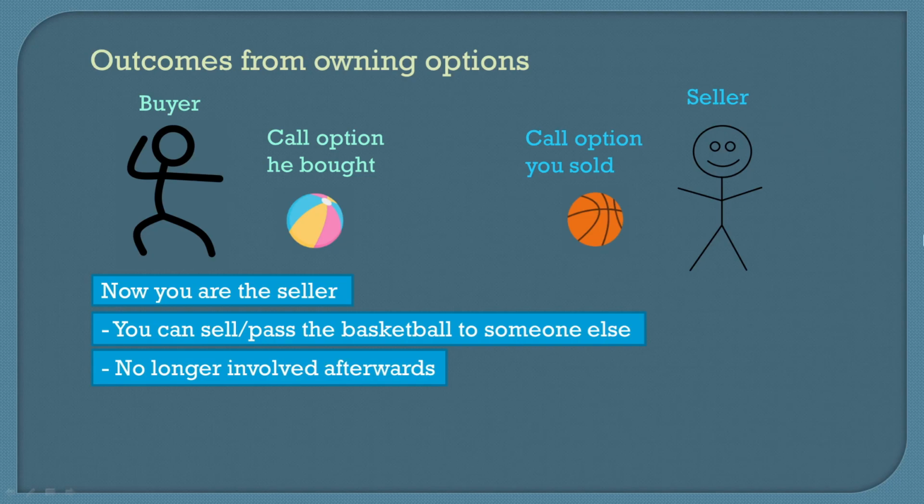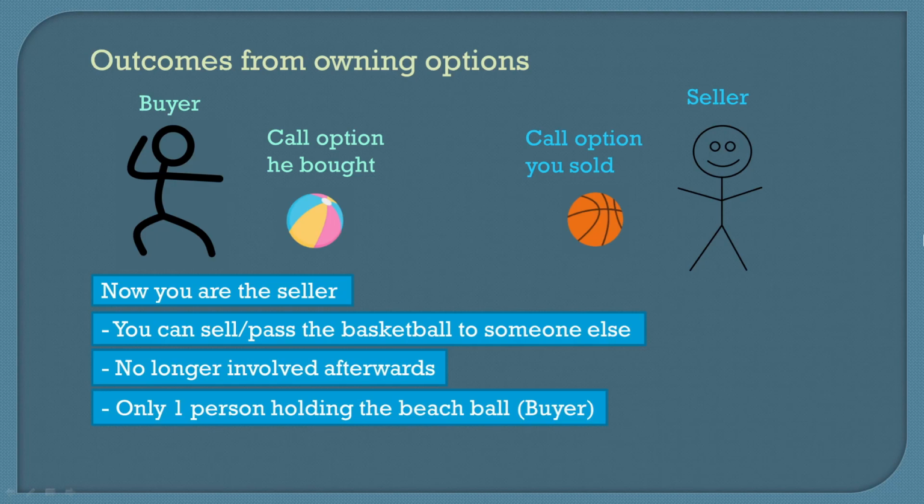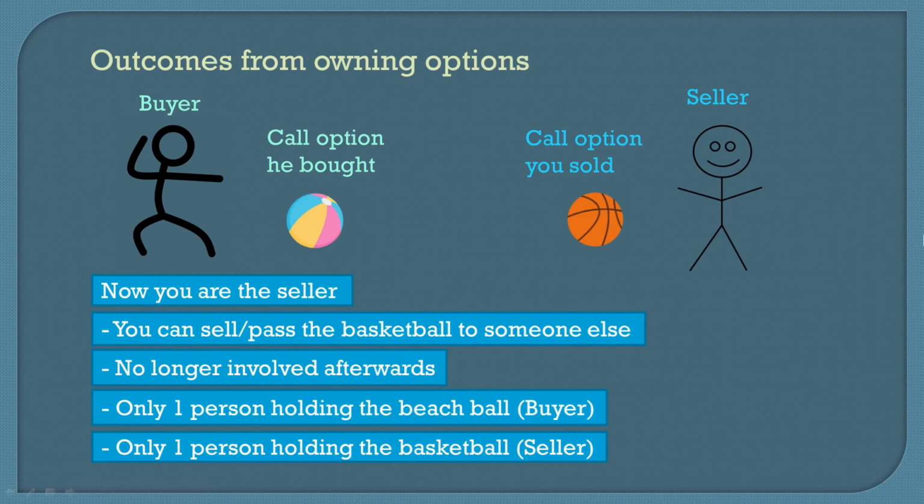If at any point before expiration, they decide they don't want to hold onto it, they can also pass the basketball to someone else. What you will see is that at any point in time, there's only one person holding the beach ball and only one person holding the basketball. The person holding the beach ball is the buyer and the person holding the basketball is the seller in this transaction.